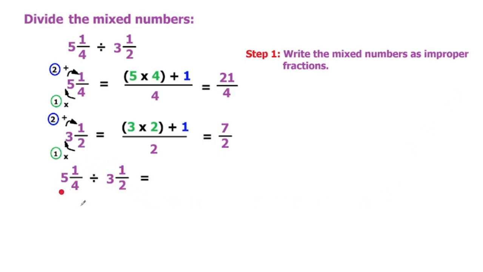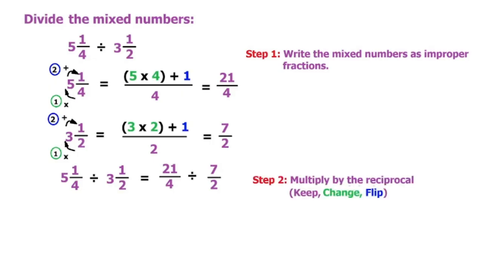So now the next step is you could write that down. So instead of using these mixed numbers, you use your improper fractions here, 21 over 4 divided by 7 over 2. So the next step is multiply by the reciprocal. So just remember your rule when you have to divide fractions of keep, change, flip. That's the rule when you divide fractions.